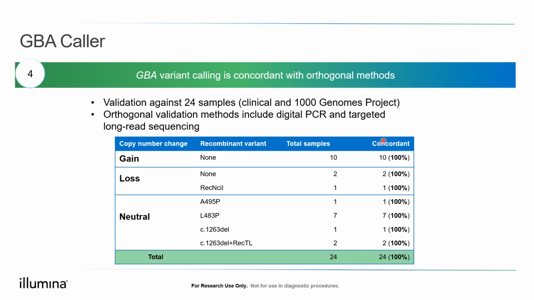And we can see that the GBA caller in DRAGEN is 100% concordant with this cohort of data that had positive variants for this disease. So again, we feel fairly confident, and we're excited to put it in the hands of our users to try and give us feedback.